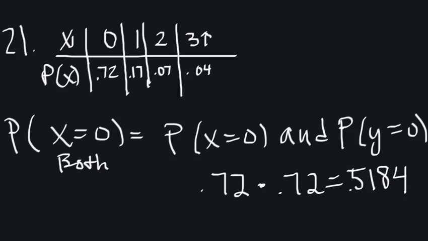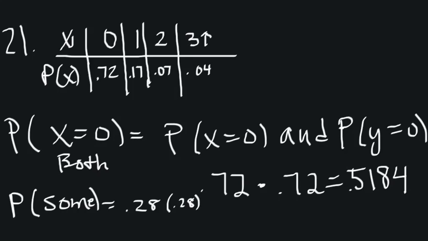Okay? Next part says, what about both will need repair? What was the probability that you need a repair? Some repair. Some repair is 42. It's the probability of some, right? And so that would be 0.28 times 0.28.